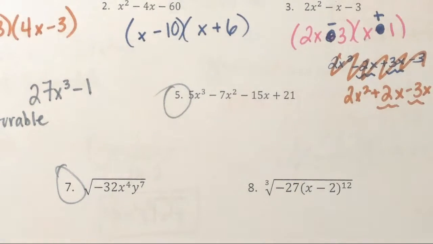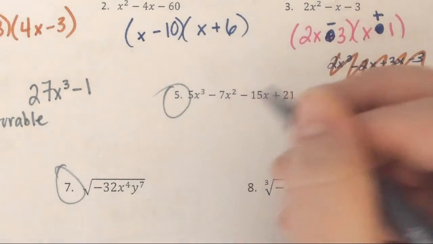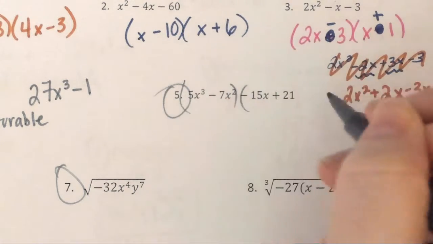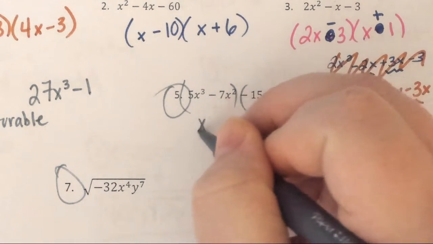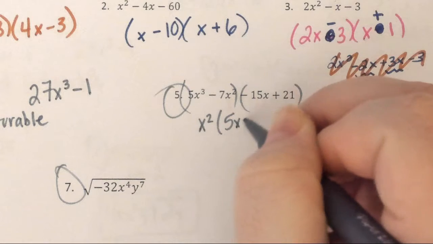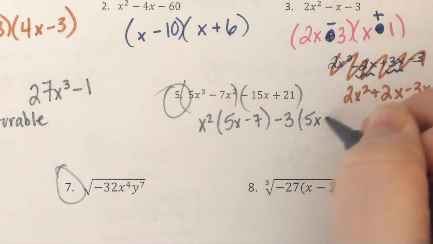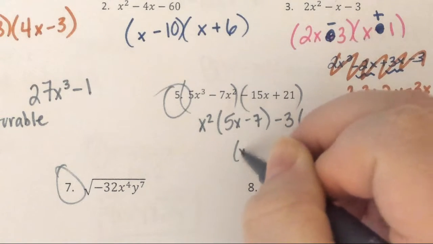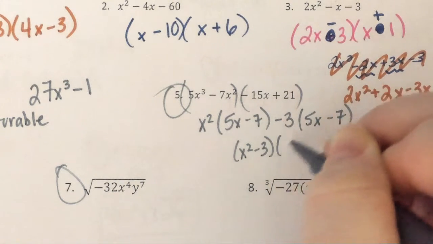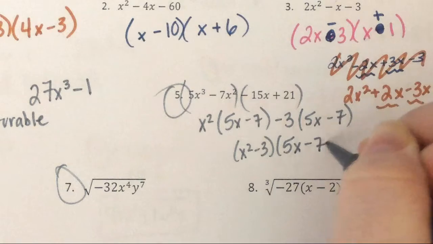Okay, number 5. God bless you, and you can have a point. We're going to group, take out an x squared, 5x minus 7, take out a minus 3, 5x minus 7. I have x squared minus 3 times 5x minus 7. She did not waste any time on that.